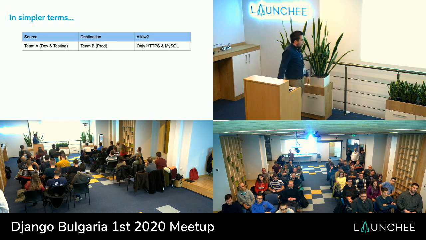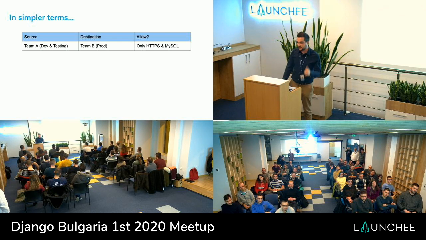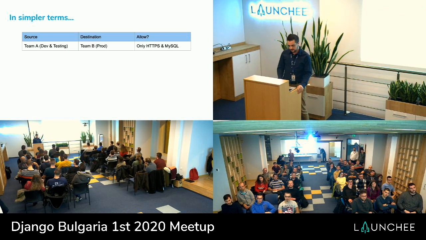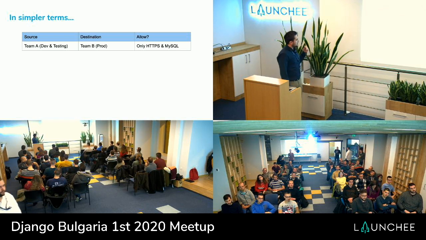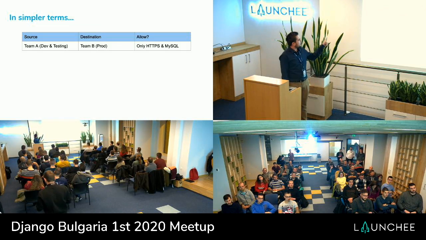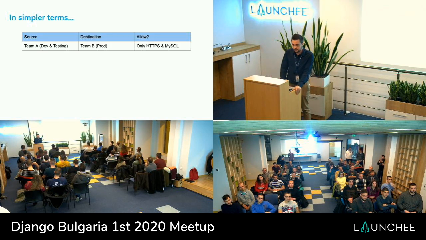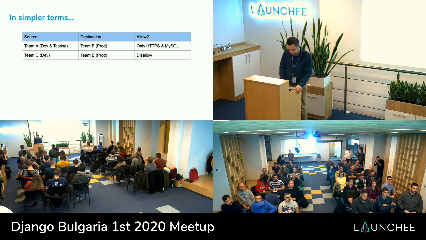So why do we want to do this? Well, let's take a simple example. Let's say that team A has a dev and testing environment on the cloud. They want to interact with the microservice that was made by team B, which is in their production environment. Let's say that this microservice allows them to check the status of devices on the LAN. In that case, team B might only allow team A to access by HTTPS and MySQL. Then you would tell me, yes, but I can do this with the security groups on AWS already. And I would tell you, yes, but this is a very simple use case. We will see later that we might need a bit more power.